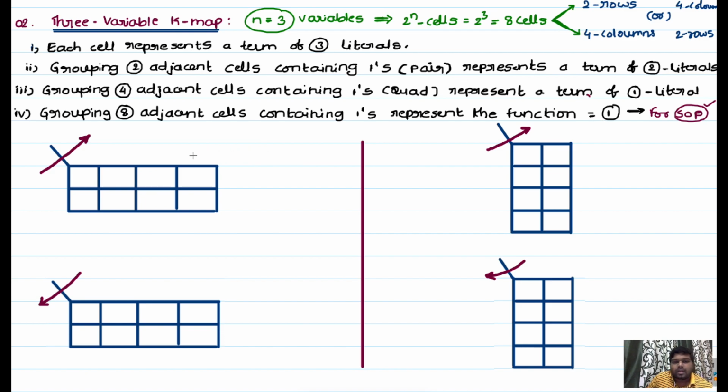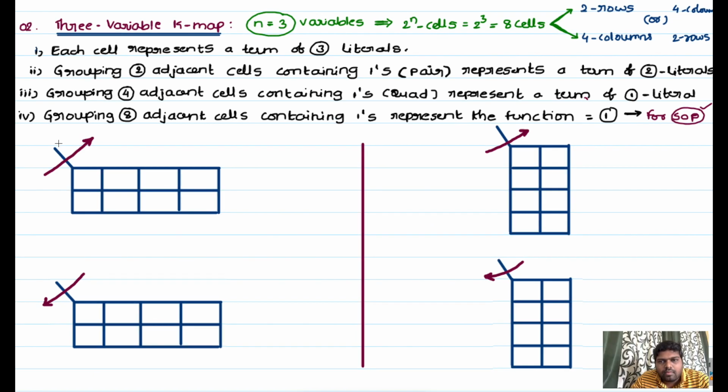Now if we observe the 8 cell K-map like this, here we are considering 2 rows and 4 columns. The arrow direction here is upward, and here the arrow direction is downward, with 2 rows and 4 columns. On the right side we have 2 columns and 4 rows, with upward direction, and this one is downward direction with 2 columns and 4 rows. You can choose one way or the other way, no problem. Ultimately we will get the same expression.